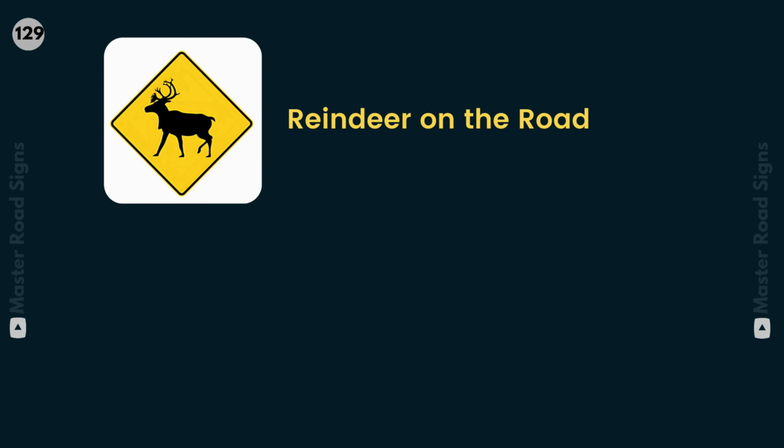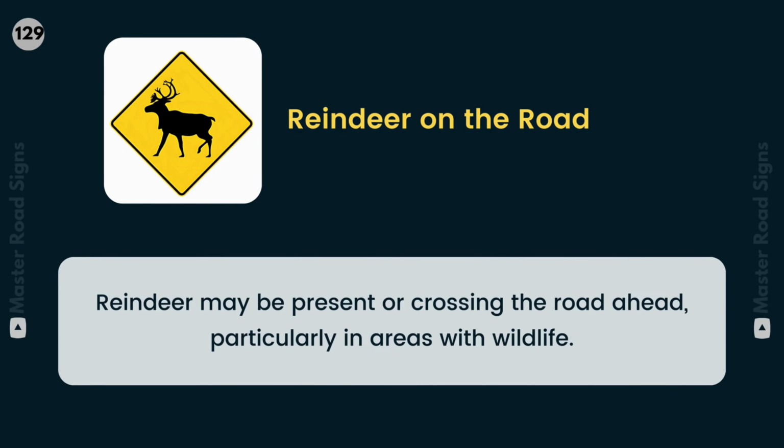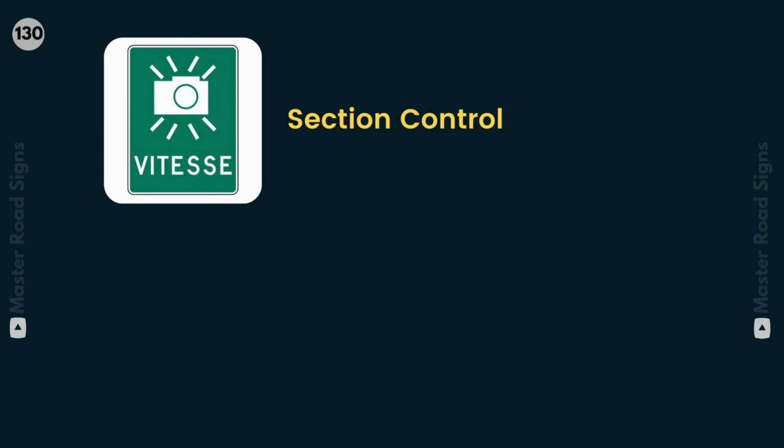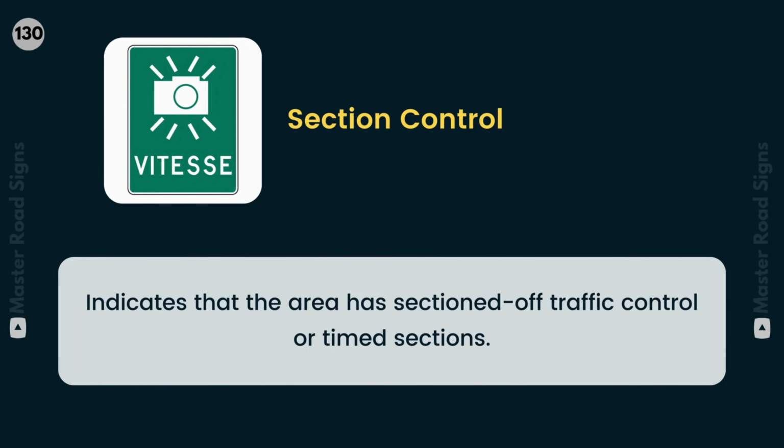Reindeer on the road. Reindeer may be present or crossing the road ahead, particularly in areas with wildlife. Section control sign. Indicates that the area has sectioned off traffic control or timed sections.